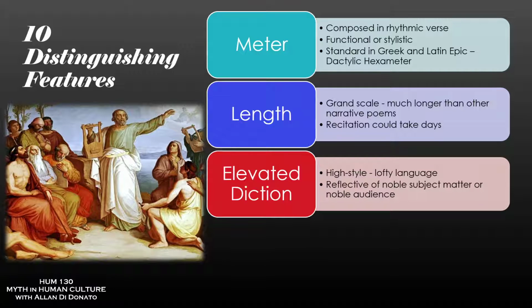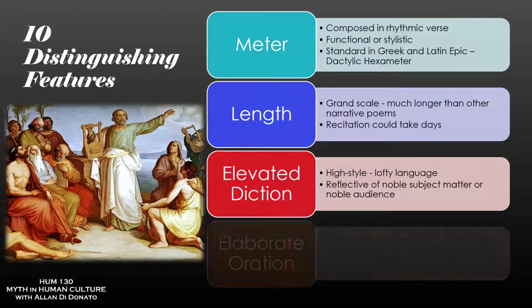You also have elevated diction, so that means the language that's used in the poetry is kind of lofty, it's high style, and it reflects the audience that a lot of the stuff was originally presented to, which would have been the nobles, right? The kings, the queens, the royal families, the aristocracy, okay? So that is another feature of epic. It's not the ordinary language. Obviously, it's not prose, but it's well beyond that.